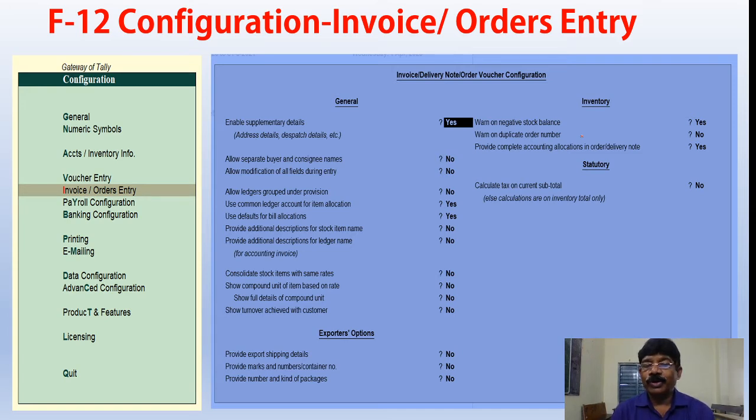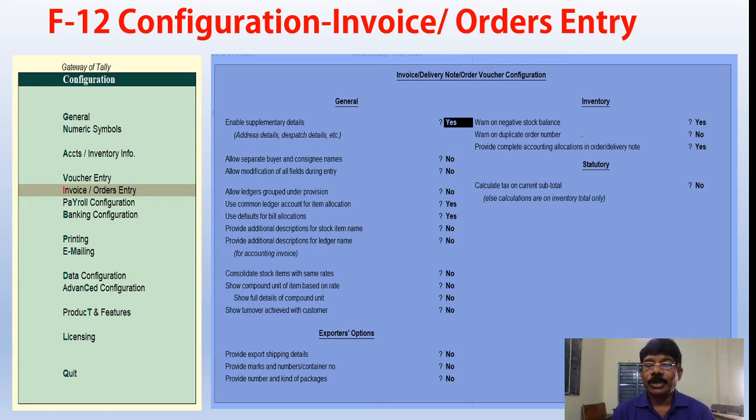Allow modification of all fields during the entry. Some entries we cannot modify. If I configure here in voucher entry or orders, purchase order or sales order, I can enable and edit that one. Use common ledger account for item allocation. Use default for bill allocations. Provide additional descriptions for stock items name.